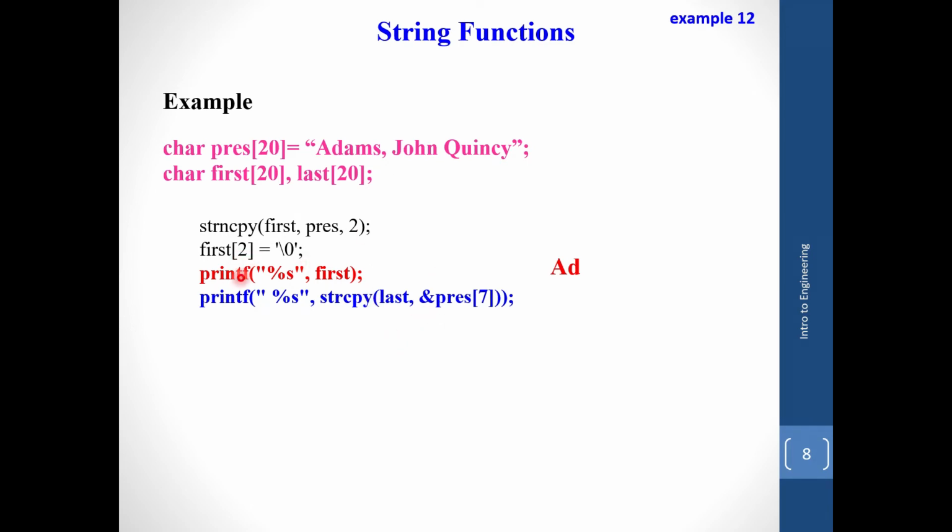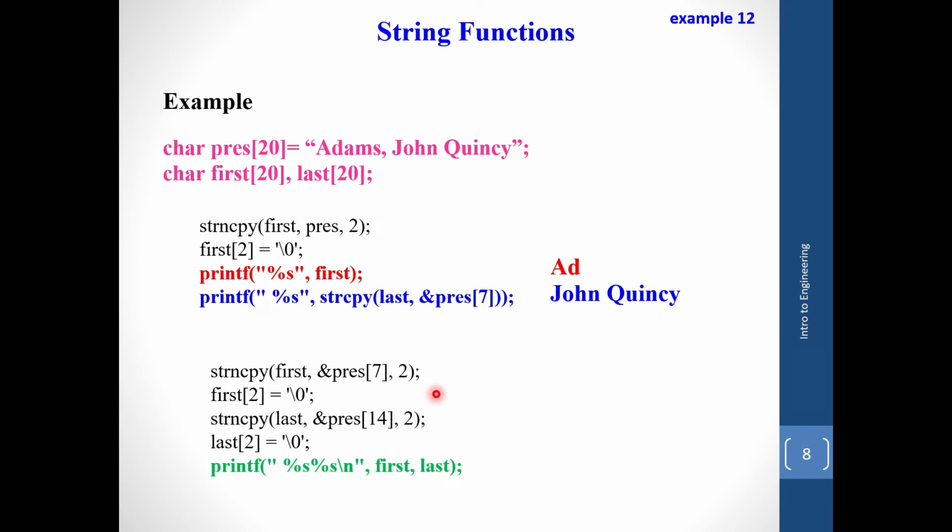All right, now this is a challenging one. Let's look at this. I want to copy from my source the address of the start of Prez, 7 elements in. Okay, so 0, 1, 2, 3, 4, 5, 6, 7. 7 elements in, I want to copy the rest of it, which will end up being John Quincy until I get to my null.